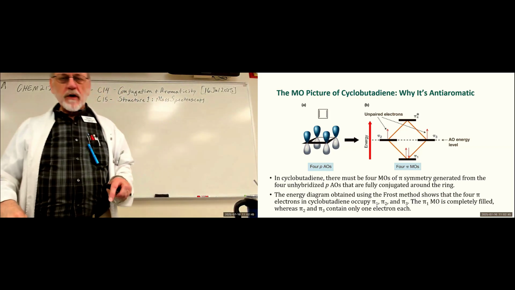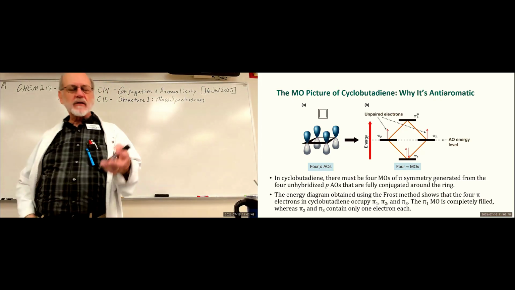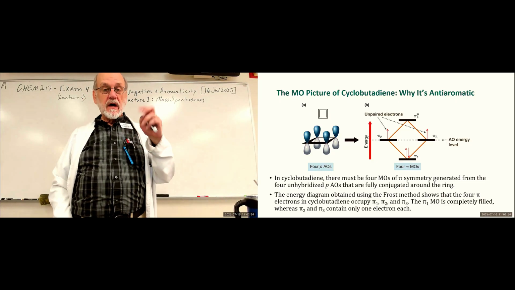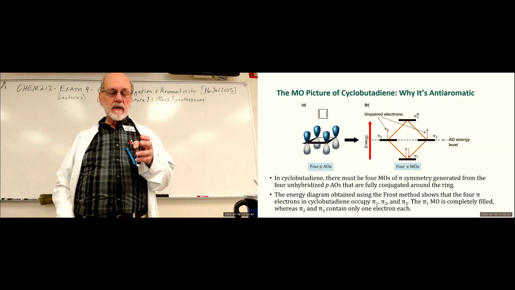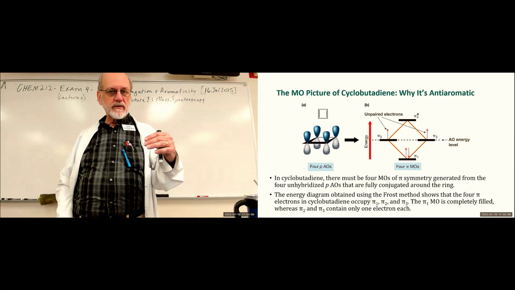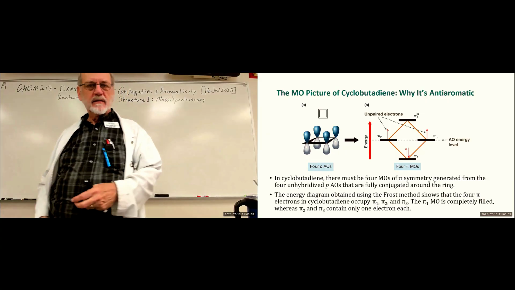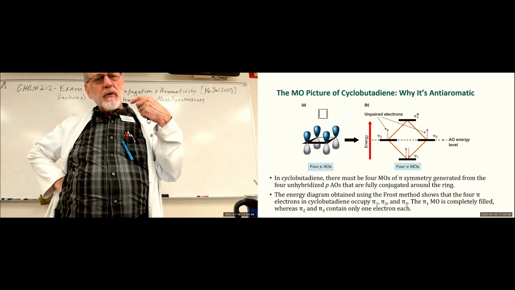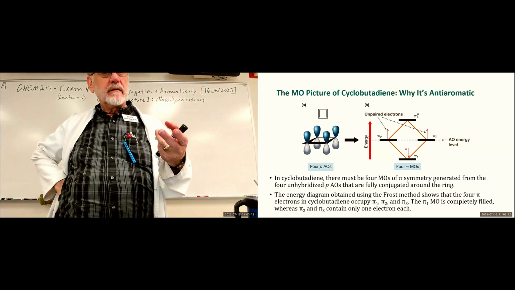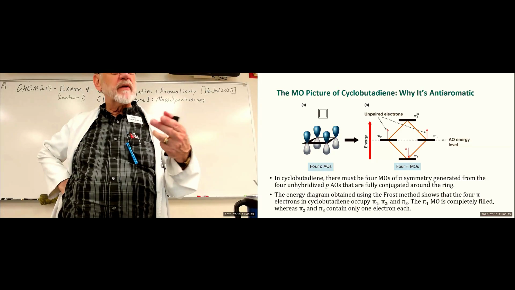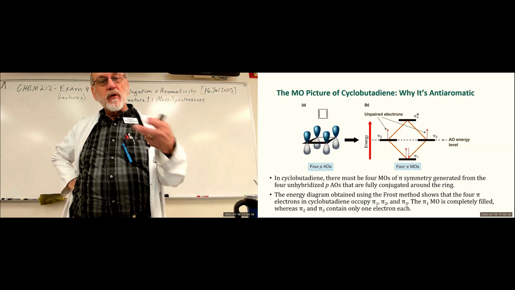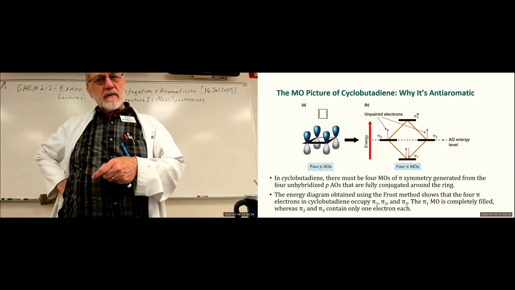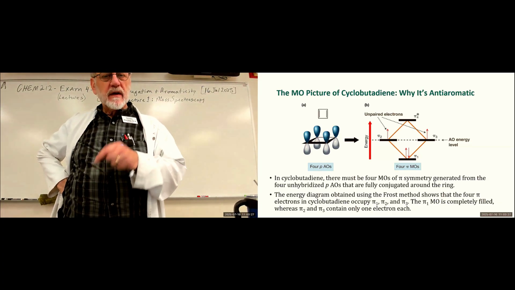Okay. So if we use the Frost method here for cyclobutadiene, one apex has to point down. So what that gives us is one bonding pi orbital, two non-bonding pi orbitals, and one anti-bonding pi orbital. And if we take the number of pi electrons, which would be 4, in the simplified version there are 2 double bonds, so that's 4 pi electrons. And now we put them in there. 2 go into the pi bonding orbital, and 1 each into the pi 2 and pi 3 non-bonding orbitals.